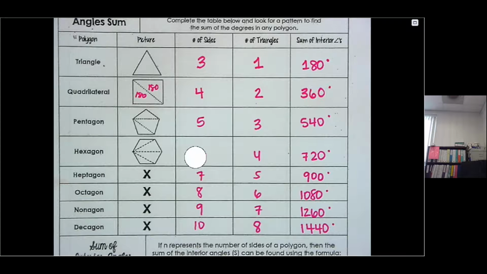So from here to here, what happens? You're subtracting 2, right? So no matter how many sides you have, you take your number of sides, subtract 2, that's going to tell you how many triangles you have, and then take that number and multiply it times 180. That'll give you this. Yes, sir.